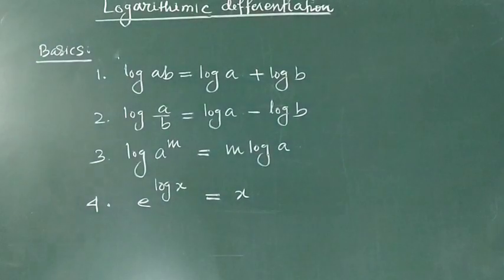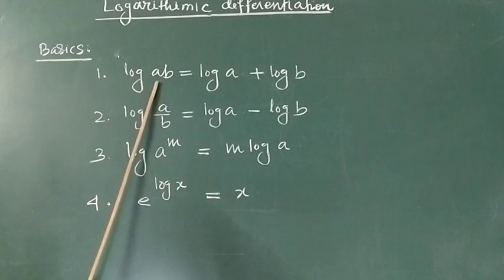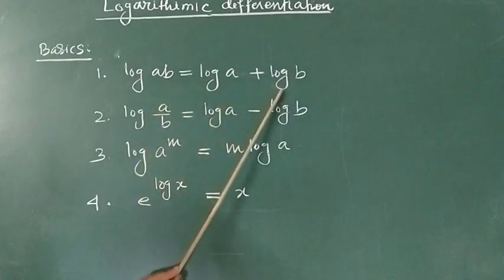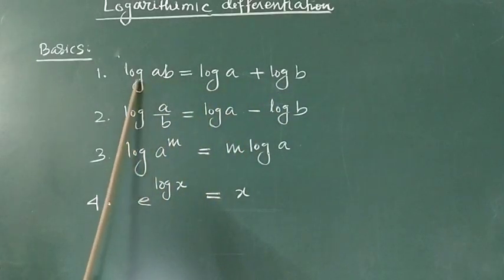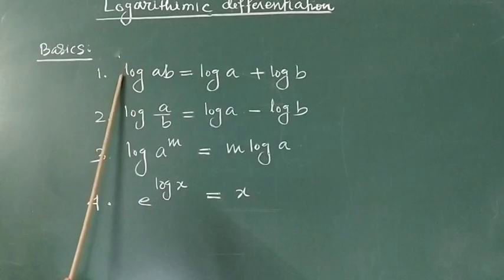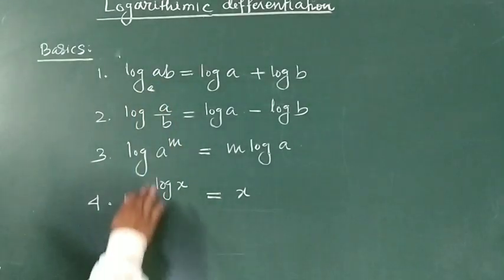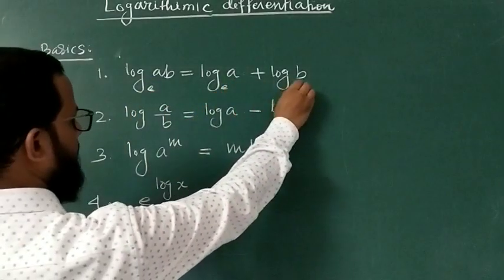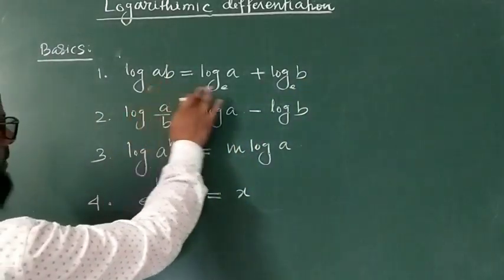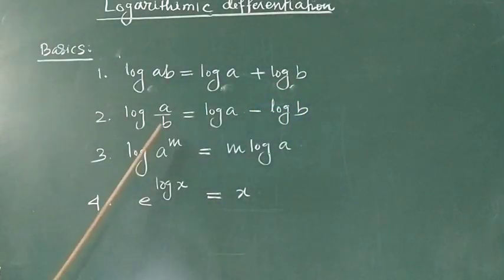These are what you see. Here, log AB equals what? Log A plus log B. That is something you learned in school. And this particular logarithm is called the natural logarithm, and its base is equal to e. We are not mentioning the base, but here the base is e. So remember that whenever the base is not given, the base is e.